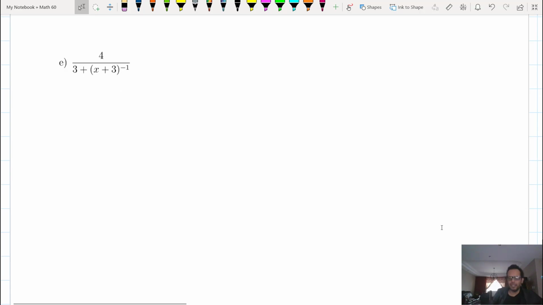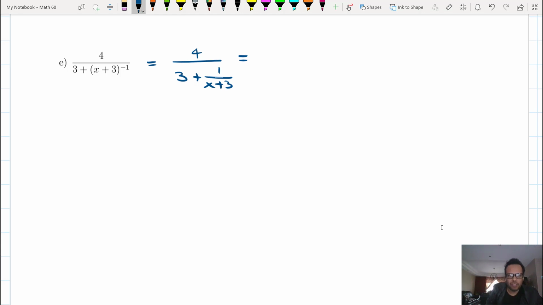All right, let's look at letter E. For letter E, we have this term, right? In the denominator with the x plus 3 with a negative power. That is the same as saying 4 divided by 3 plus 1 over x plus 3, right? Now, how do we simplify that? In this case, this one is a little bit weird to even look at. So let's make this look a little bit nicer.